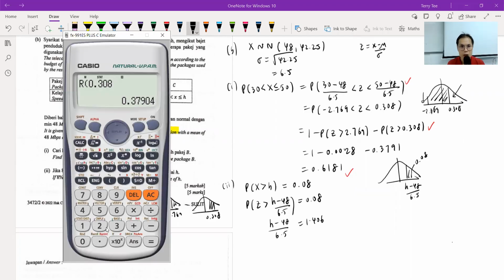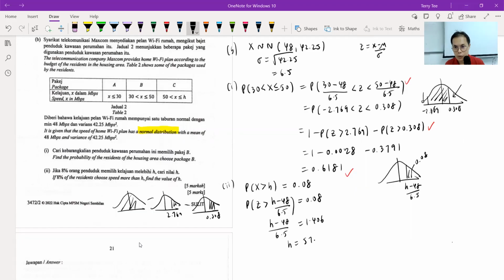Okay, let's change the mode. 1.406 times 6.5. Then I plus 48. Okay, guys, my answer is 57.14. Now the problem is this is a bit long, especially using the mathematical table, right?